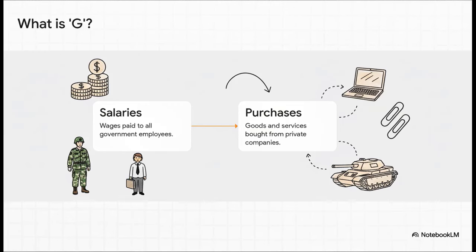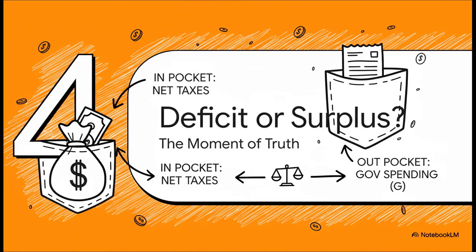First, it's the salaries for all government employees, from soldiers to school administrators. And second, it's all the stuff the government buys from private companies, like computers for offices, tanks for the military, or even just paper clips. That's G.